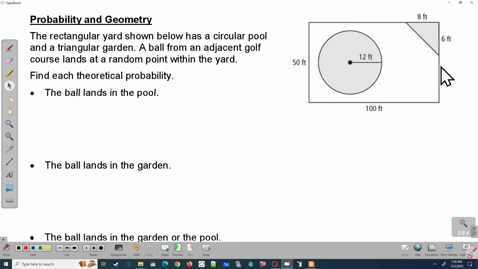And a ball is going to come falling in, and it could land here, it could land here, it could land here. It's all equally likely, and let's just put a dot there. Okay. What's the probability that the ball lands in the pool?